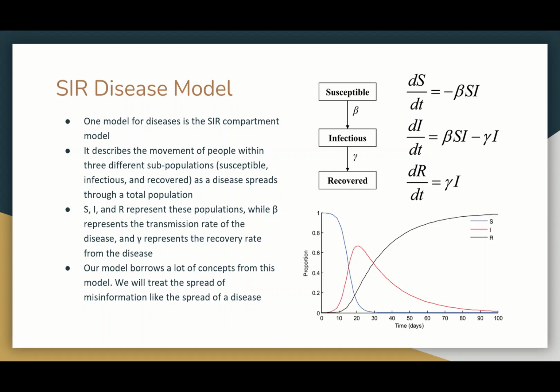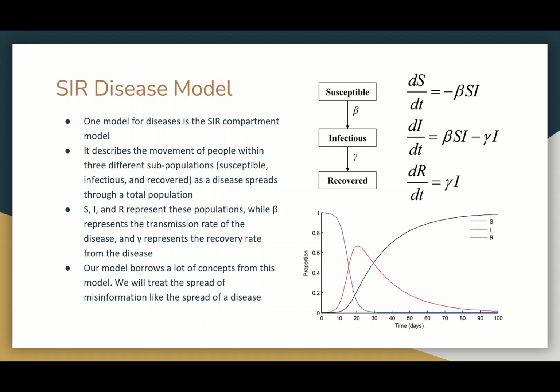The model that we based our model off of the most is the SIR disease compartment model. If a disease is spreading throughout a population, its spread can be modeled by the number of people in different population groups, which include a group of susceptible people, a group of infected people, and a group of recovered people.